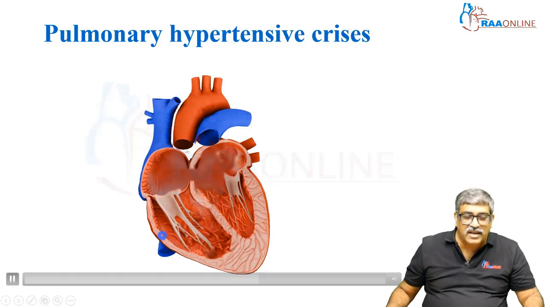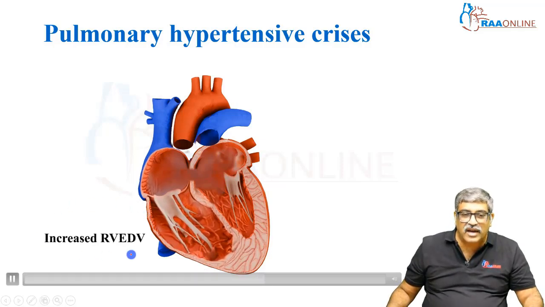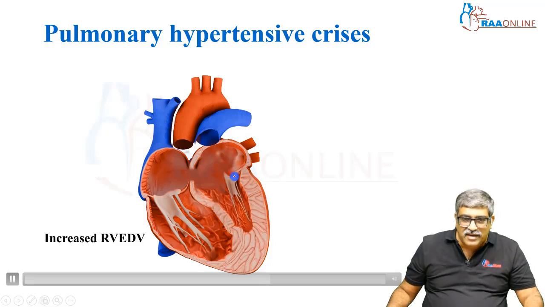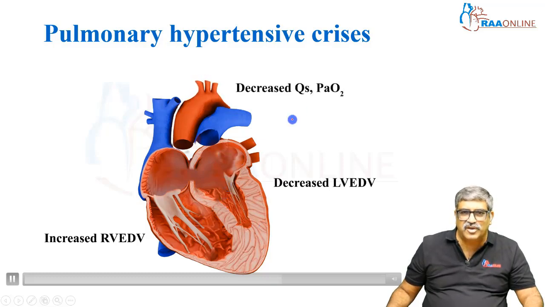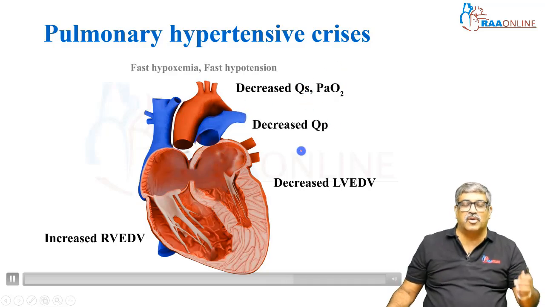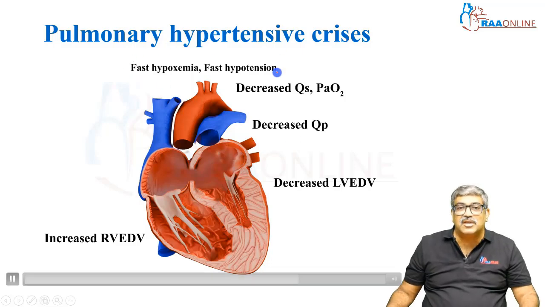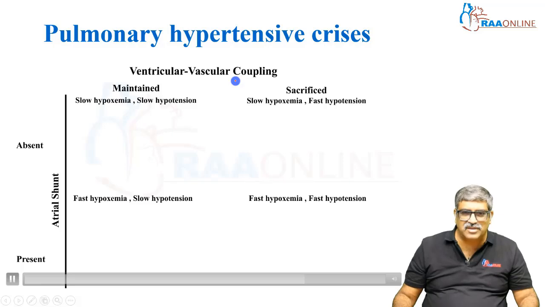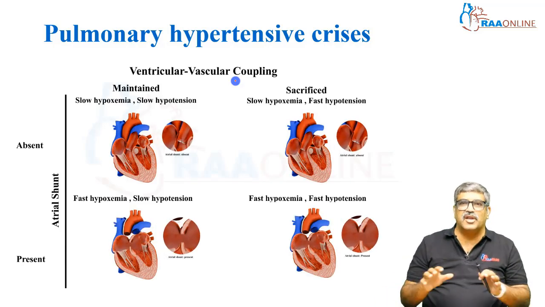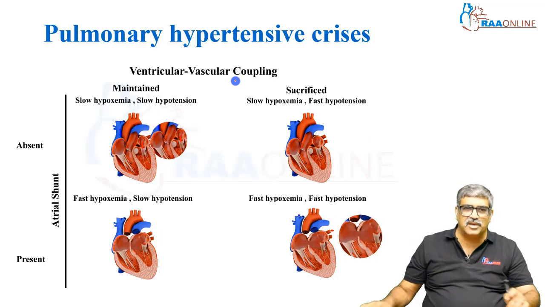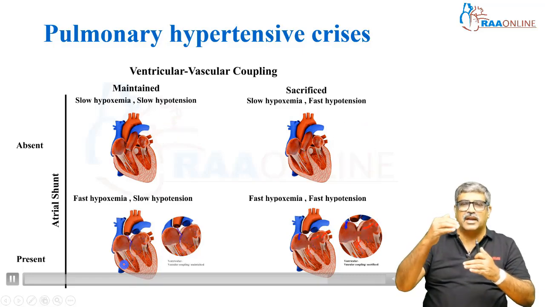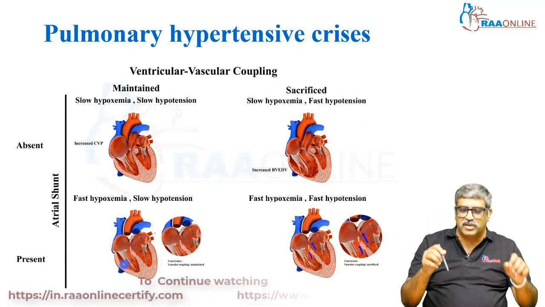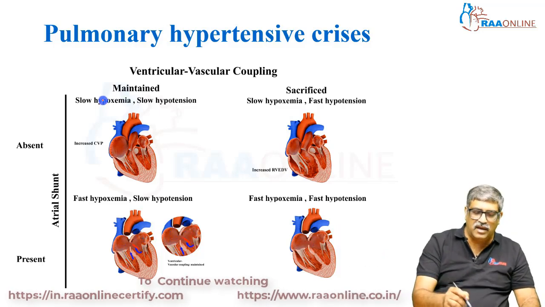Here there is going to be increased right ventricular end diastolic volume and decreased left ventricular end diastolic volume, because the septum is moved and your forward flow is reduced. There is decreased systemic output, your PaO2 comes down, your pulmonary blood flow is coming down, and there is going to be fast hypoxemia and fast hypotension. So these are the various possible scenarios you can face with pulmonary hypertension, depending upon the septum being intact and the coupling between the right ventricle and the pulmonary artery. Depending upon this, you can develop hypoxemia and hypotension.